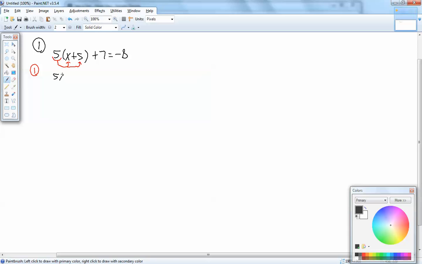5 times x is 5x. 5 times 5 is 25. Plus 7 equals negative 8. Now our note up at top says in a step, combine together like terms, combine together numbers. Well, we can combine these together. So we got 25 plus 7 gives us 32.